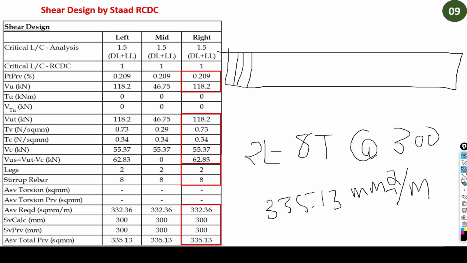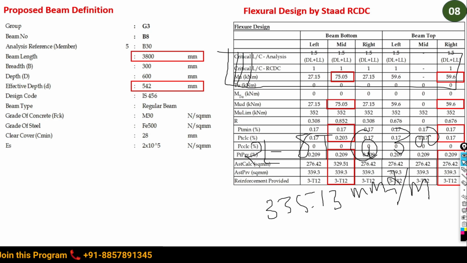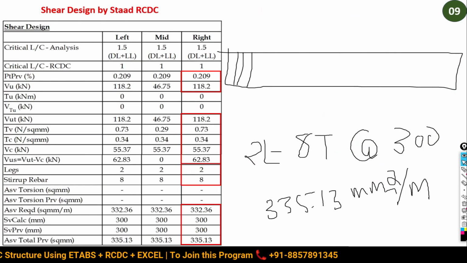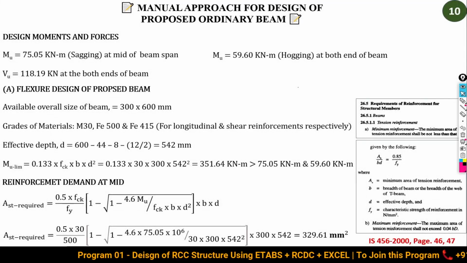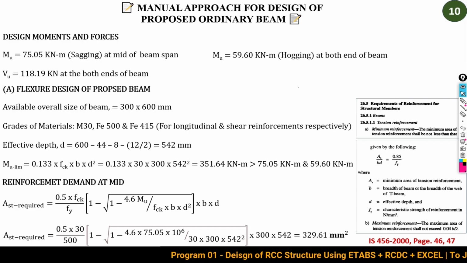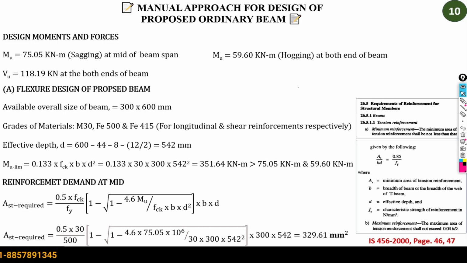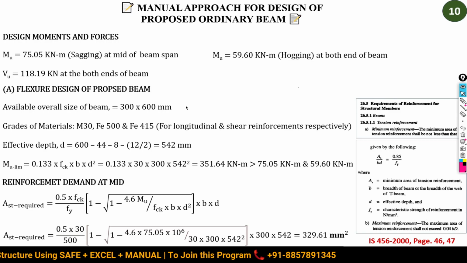Whether the RCDC has done the correct calculation and design or not, we will validate with the manual calculation. So now we are going to start the manual calculation. Now let's start the design for the same beam with the same analysis values for the moment and shear force. This time we are going to design this beam manually, and we are trying to match the results that we are getting from this manual calculation with the STAAD RCDC results that we have seen just now.